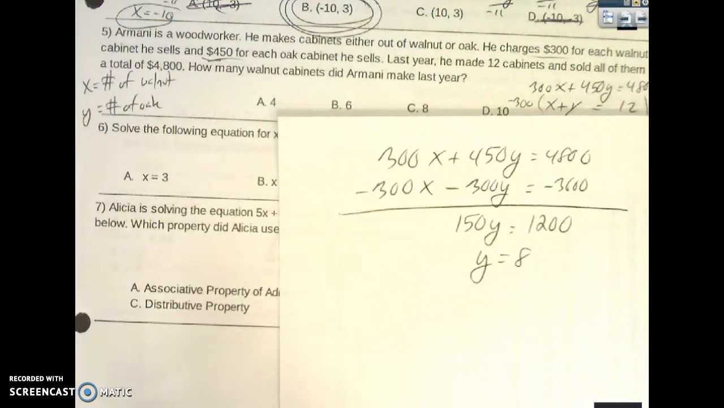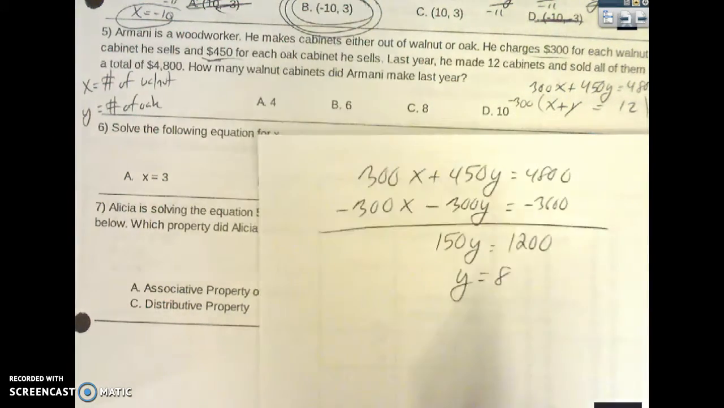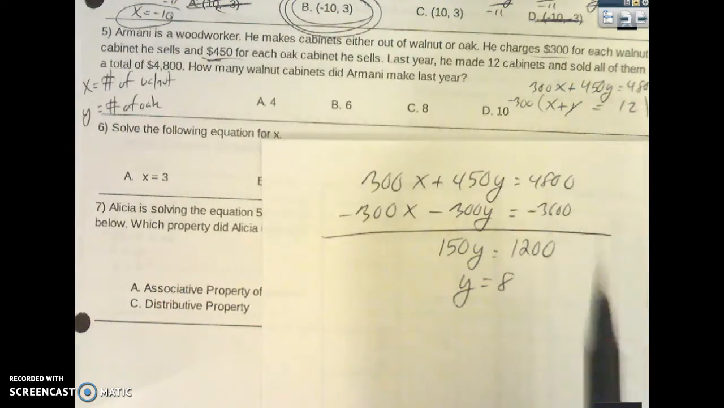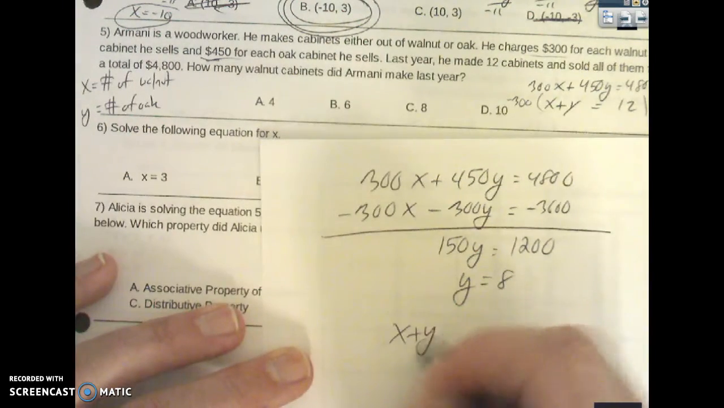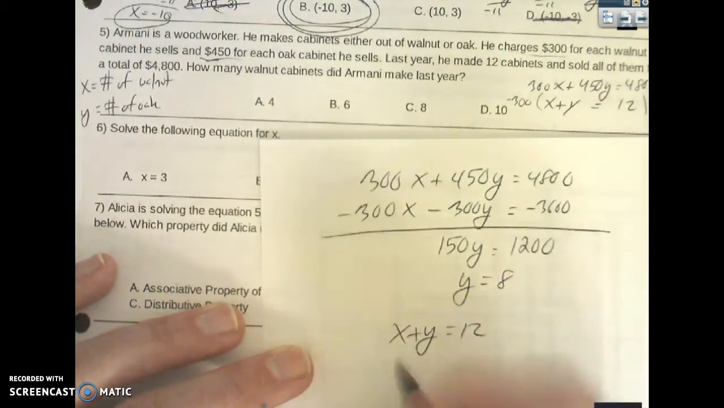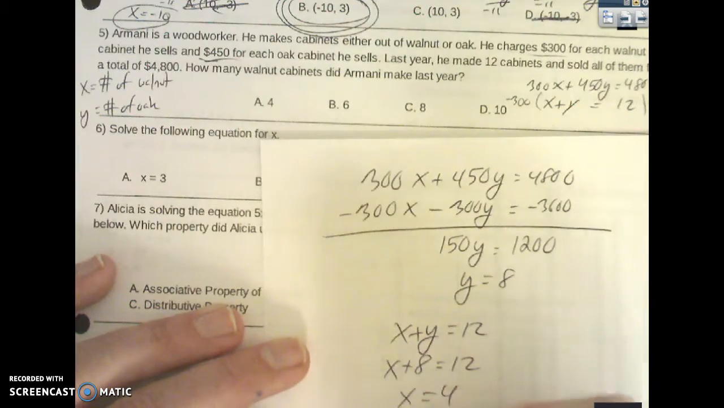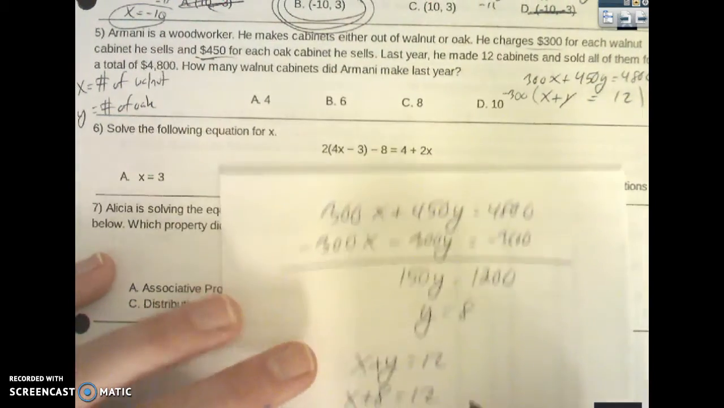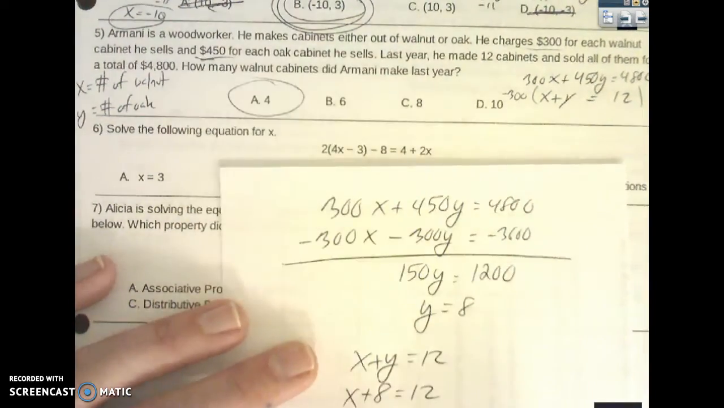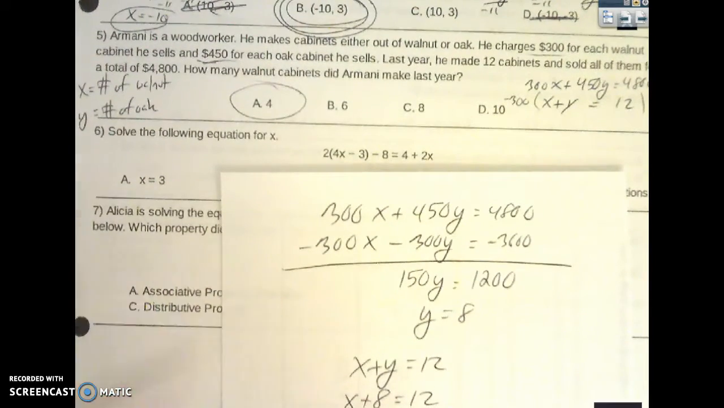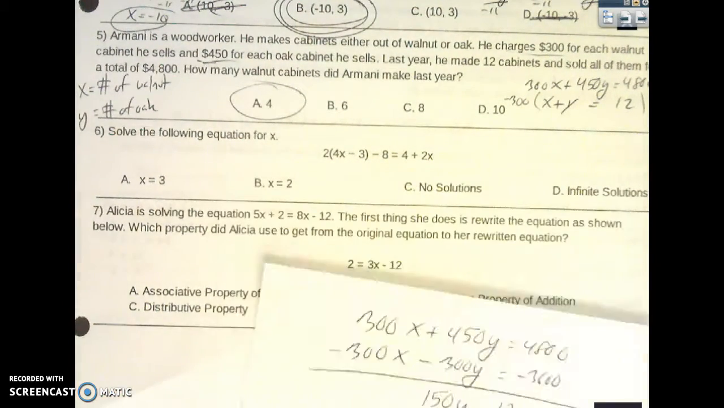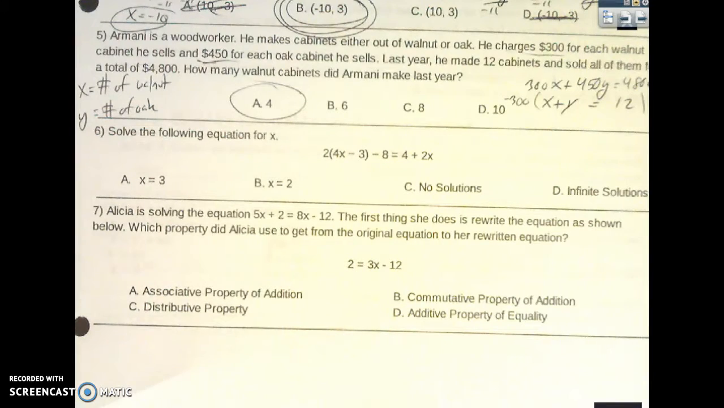So, I want the number of walnuts. Well, if my equation is x plus y equals 12, I know that y is 8, so I can solve for this and get x equals 4. I know that 4 is my number of walnut cabinets. Alright, that's a lengthy problem, but nothing too crazy. Okay.